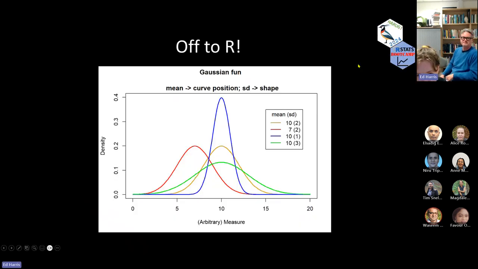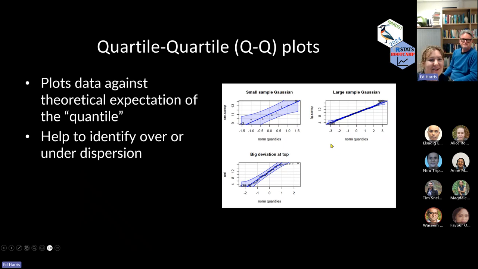Yeah. Awesome, thank you. Okay, so we also have this fun thing called a quantile plot, commonly referred to as QQ plots. This is something you can use to look at your data and try to understand whether or not it's meeting the Gaussian distribution.